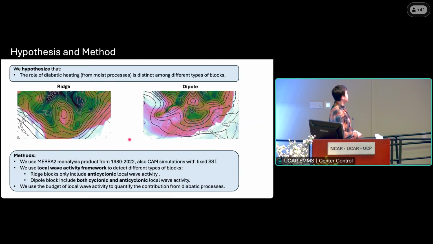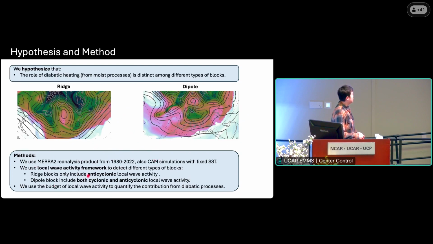So here is our method and logic. All the results are based on the MERRA-2 reanalysis data set in the past 40 years. I will also show some preliminary results from the CAM simulation with fixed SST. First, we will use a local wave activity framework to detect all the blocking events and separate them into ridge and dipole. The local wave activity is a key variable that measures the finite amplitude of the wave in the block, which was well introduced by Professor Nakamura yesterday.